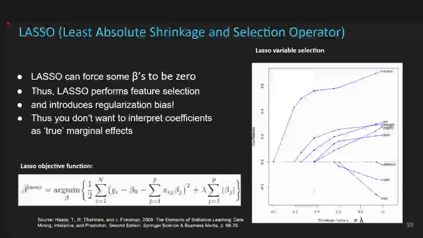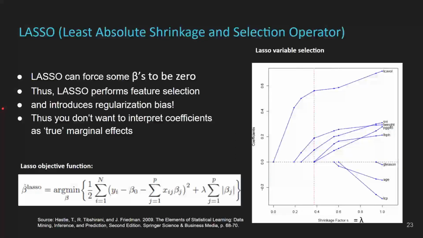So the lasso is one of the forms of penalized regression, and a fairly famous one by now because it has shown success in a lot of different contexts. The name lasso comes from least absolute shrinkage and selection operator. This procedure can actually force some betas to be 0. So in some way, it performs a feature selection out of a larger group of features that are available for prediction. But what it does is introduce regularization bias.